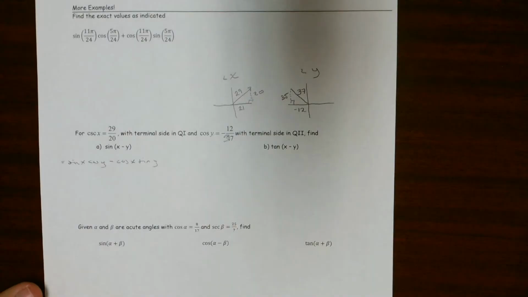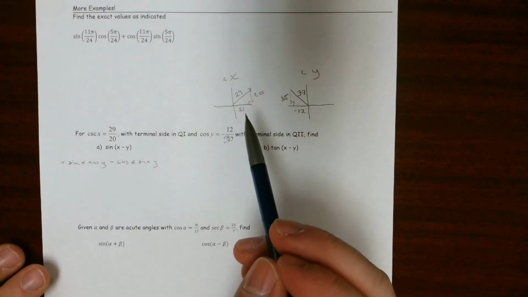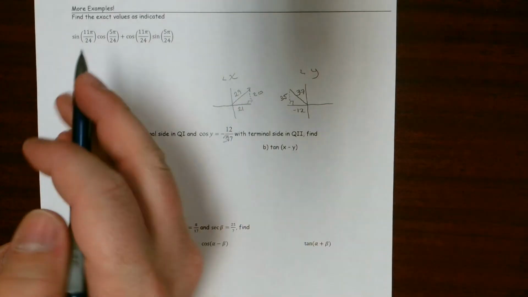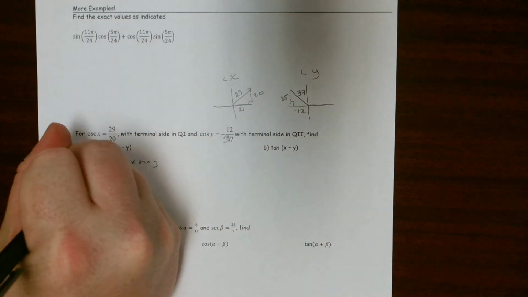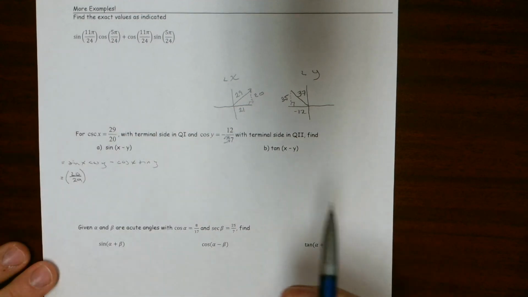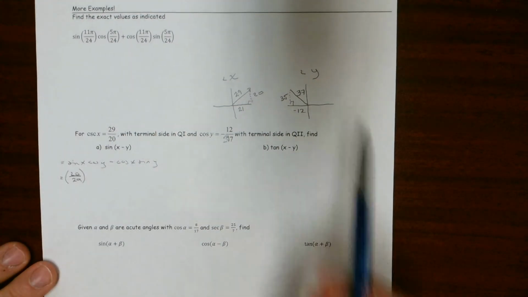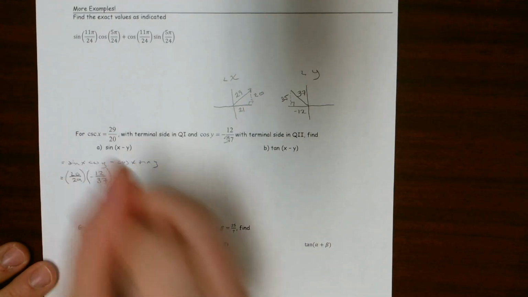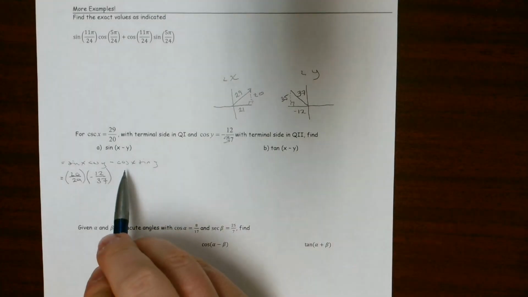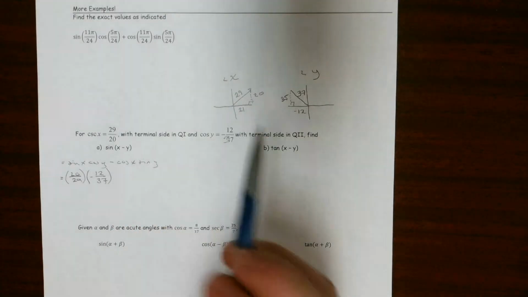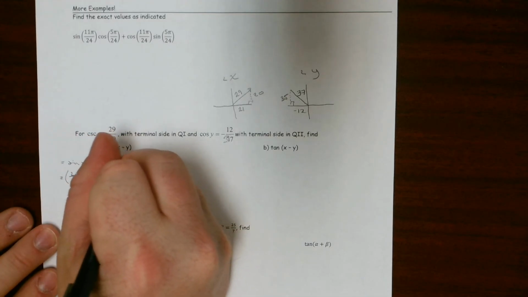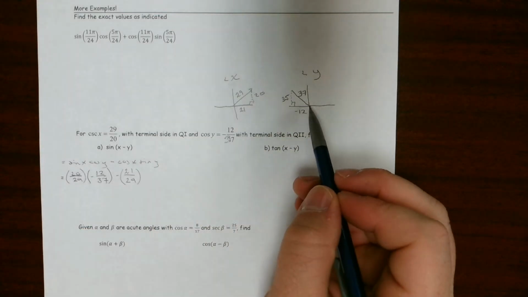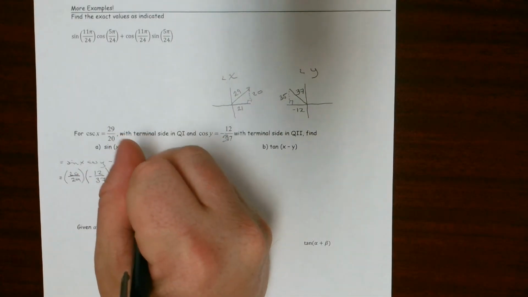So let's just look at it. Now we've got our whole picture here. The sine of x, if we look at angle x, that's this one: opposite over hypotenuse, 20 over 29. Cosine of y, negative 12 over 37. Cosine of x, 21 over 29. And the sine of y, looking at angle y here, 35 over 37.